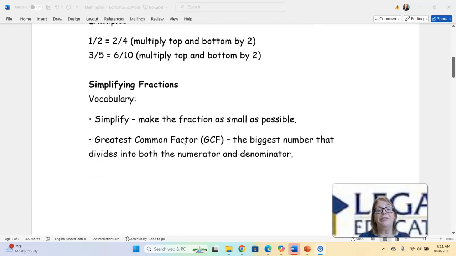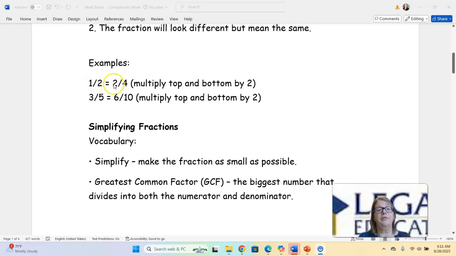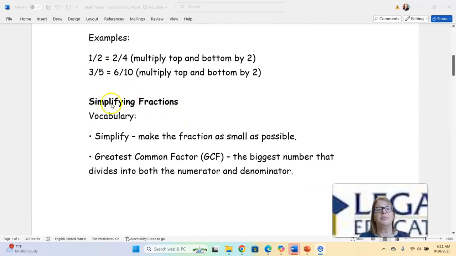So how do we simplify fractions? That might be some of the instructions that you're asked to do. Well, simplify means you're going to make the fraction as small as possible. So for example, if we had 2/4, we know that we can go smaller to 1/2. So 1/2 would be the smallest version of that fraction. So the smallest or the simplest.